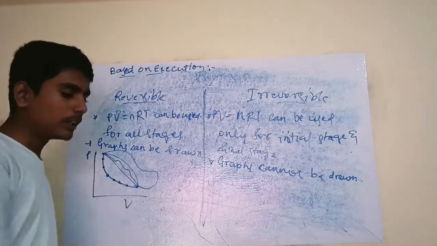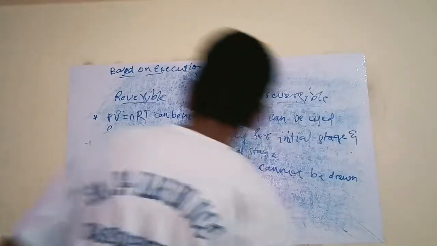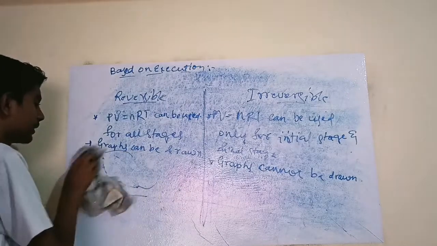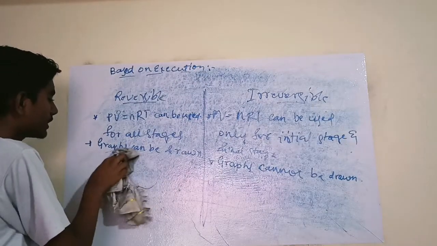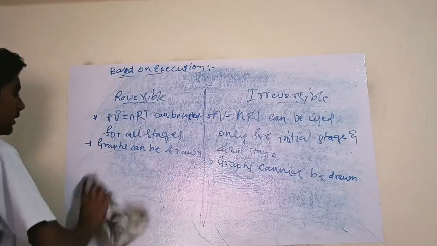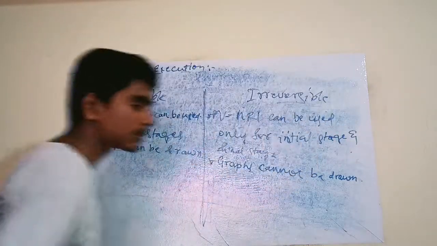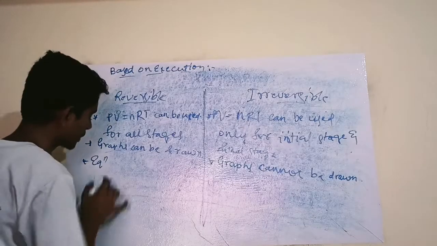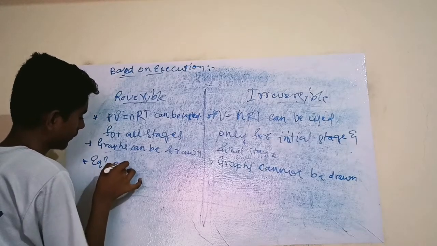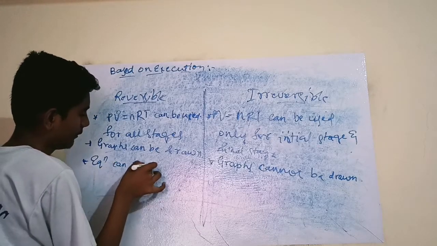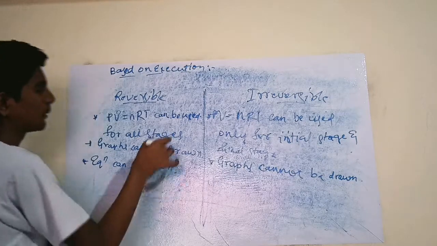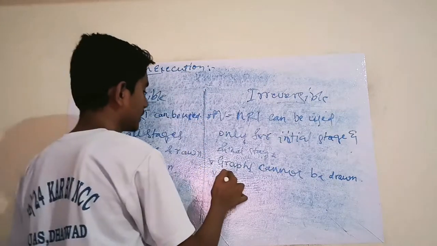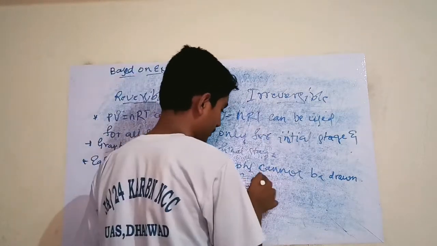What is the meaning of that? You can draw graphs only when the equations are given. Now here, what is the meaning of this? The equations can be given for reversible processes, but here equations cannot be given. That point also you add. Equations can be given to reversible processes. For this, equations can't be given.